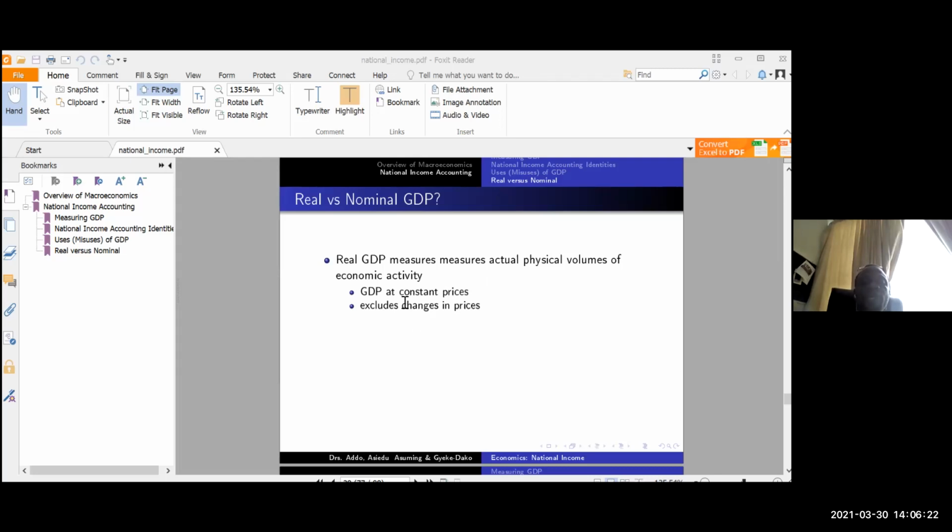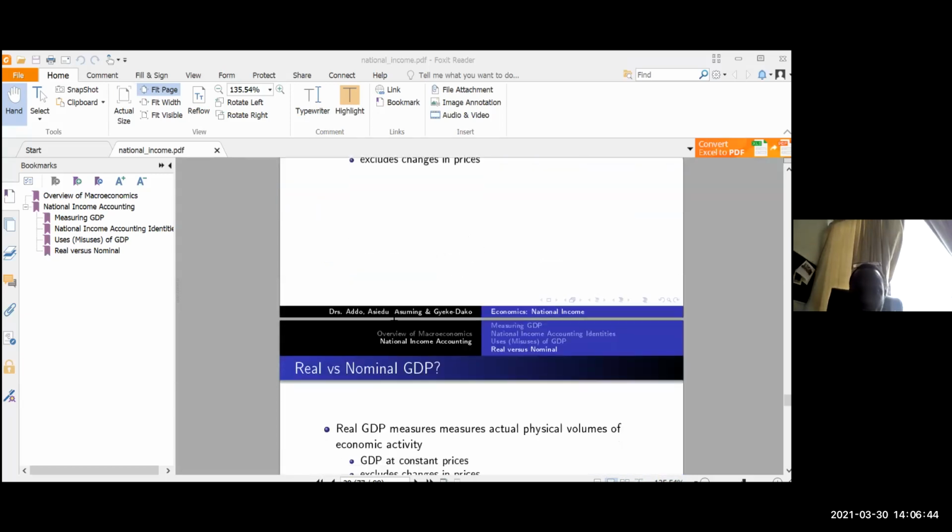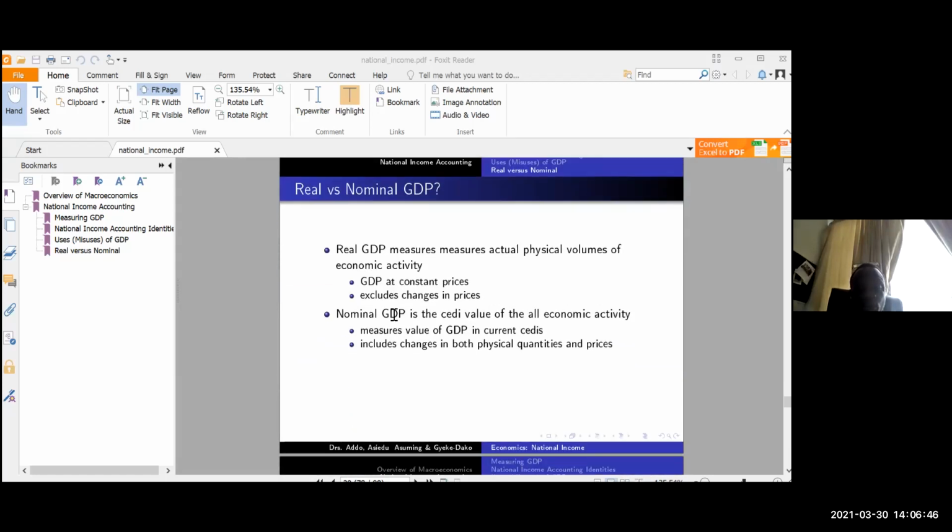We refer to that as GDP at constant prices. So real GDP means that we are keeping prices constant. I'll explain what we mean by that. It also means that we exclude changes in prices. We net out changes in prices. We don't capture the effect of changes in prices when we are calculating real GDP. I know you have questions on that. I'll come back after an example.